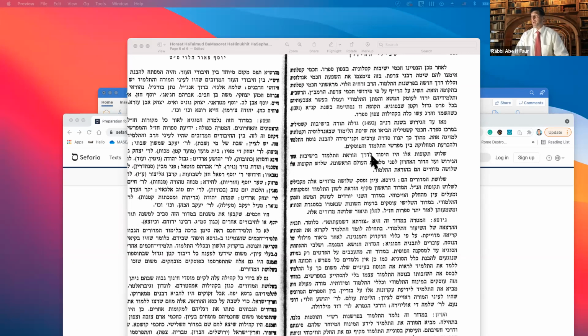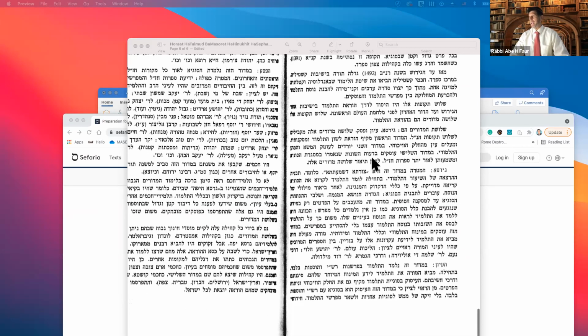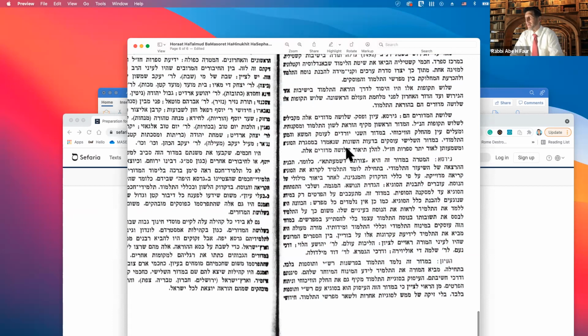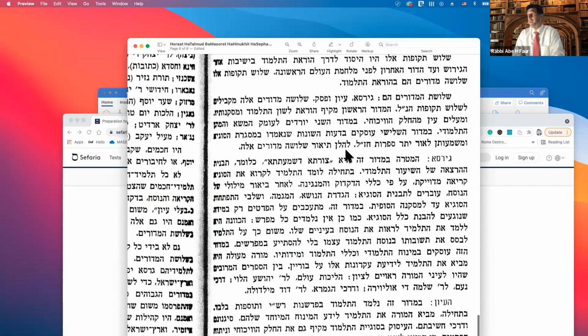Let me read to you now the paragraph regarding the first stage, Girsa. And I'm putting my arrow over it. I don't know if you can see it, but you probably could. I'm going to make it a little bigger. There you go. Okay, Girsa.